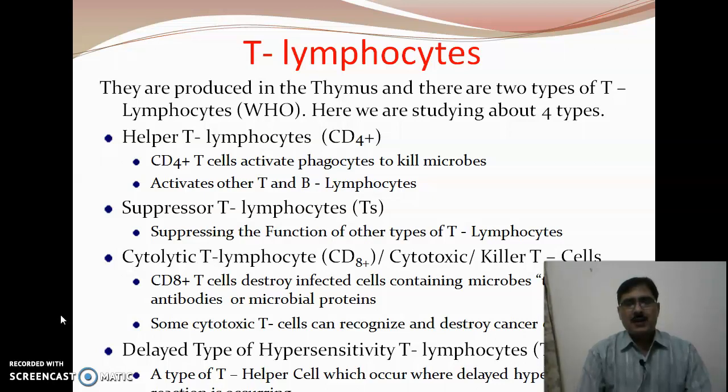The fourth type is known as the delayed type of hypersensitivity T lymphocytes, or TD cells. The TD cells cannot be easily differentiated from the TH, or helper T lymphocytes, but they are very commonly occurring in those tissues where a delayed hypersensitivity reaction is occurring.